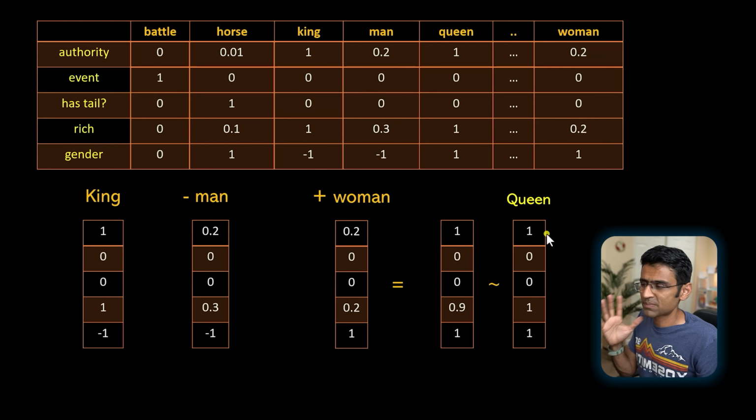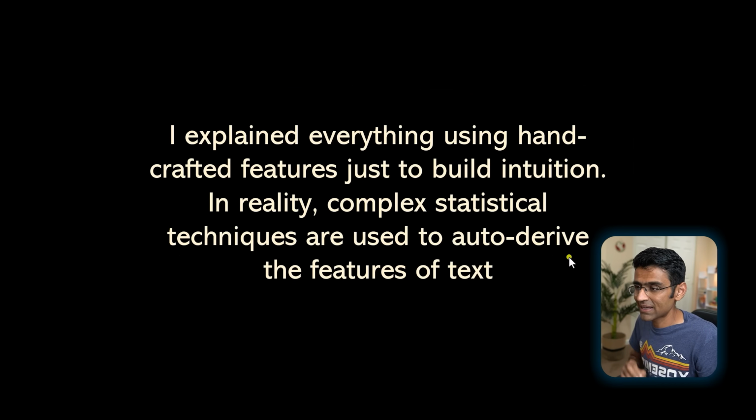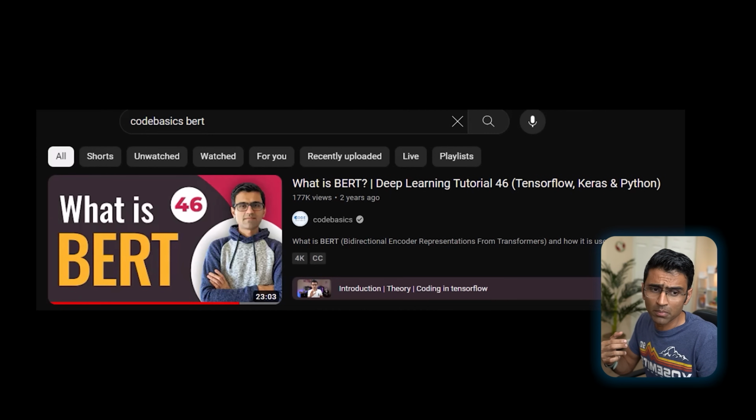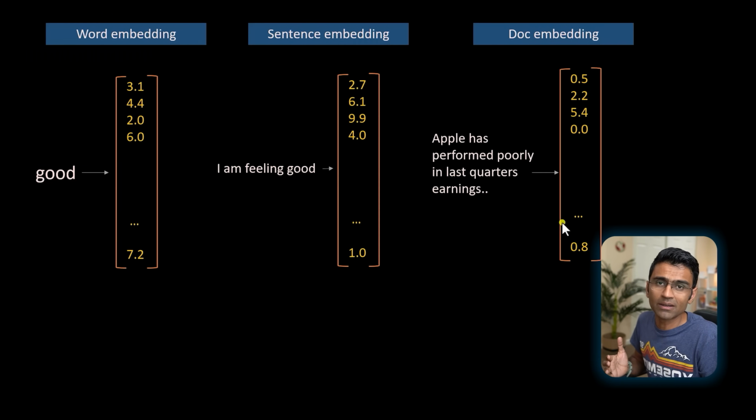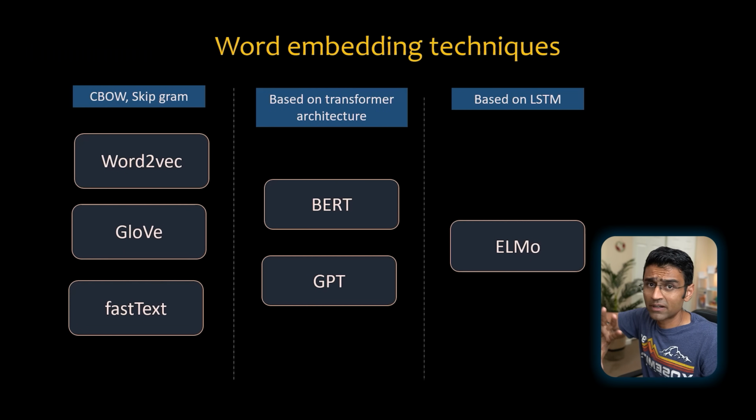Now, just for intuition, I explained everything using handcrafted features, but in reality, you use some complex statistical techniques to generate these word embeddings. Again, if you are curious, you can watch those two videos or this particular video on BERT. So far, let's say you have this understanding that there are a variety of techniques that you can use to represent a word or a sentence or even a document into an embedding. And here are just different techniques which are being used. In the ChatGPT era, obviously transformer-based embedding techniques are getting popular. So when you're using the OpenAI API for embedding, you know what technique it is using underneath.